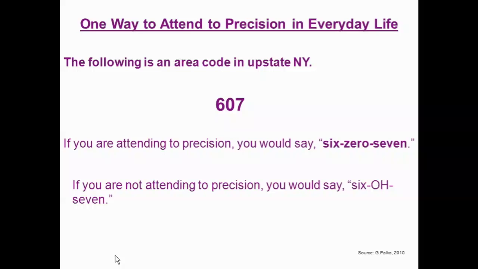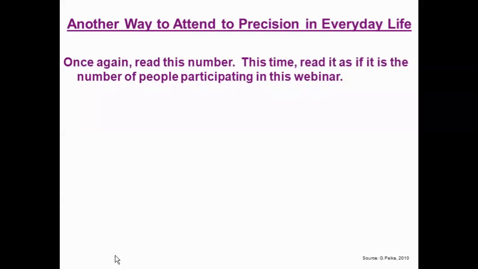Okay, now think about the context in which you'd give somebody an area code. You'd say it one digit at a time, usually. Okay, well, that's just my little O guy. If you were to read it as a number, such as the number of people participating in this webinar, it would be a totally different story. You would read this not one digit at a time, but collectively as a 3-digit number.